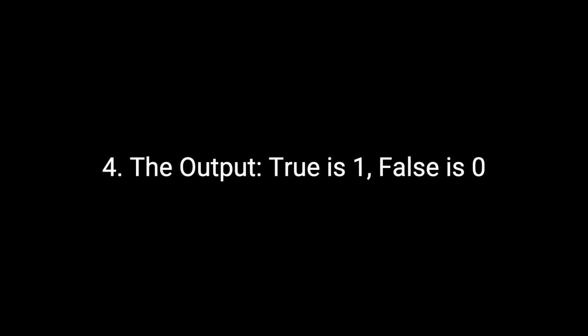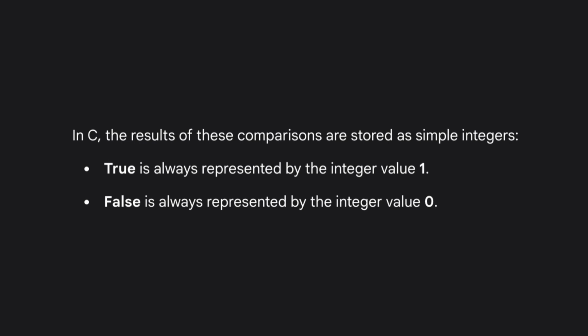Fourth, the output: true is 1, false is 0. In C, the results of these comparisons are stored as simple integers. True is always represented by the integer value 1. False is always represented by the integer value 0. In conditional statements, any non-zero value is treated as true. But for comparison operators, the standard true result is 1.